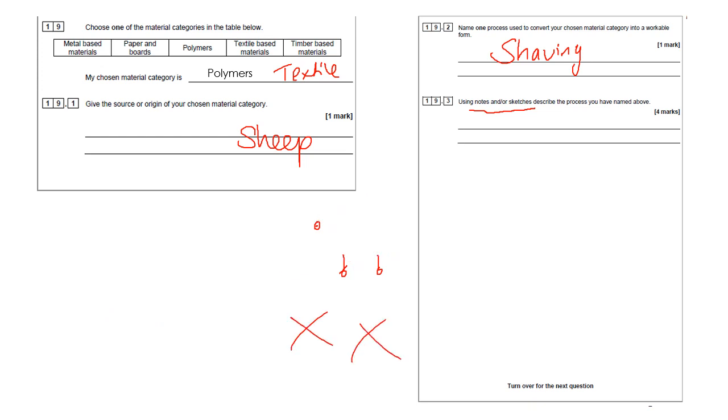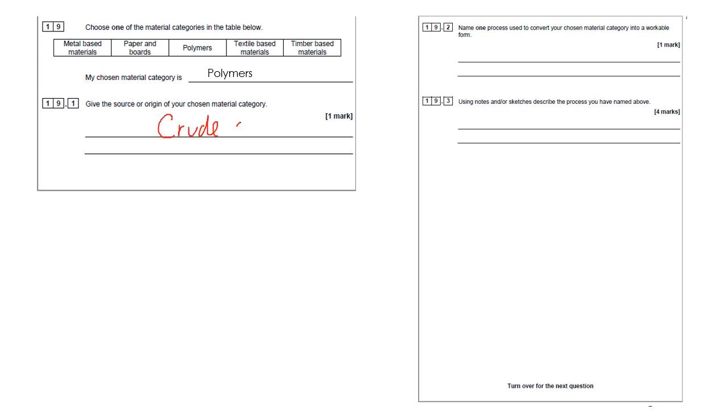Okay, you need to look carefully at the question, because if it's asking you to describe a process, or there's loads of marks for you doing a diagram or something, think, what have we learned in lesson? And what we've done, not so recently, and you've done this in science as well, is we've learned about fractional distillation. That is the process here that you need to be talking about. So it says here, give the source or origin of your chosen material category. Well, polymers come from crude oil.